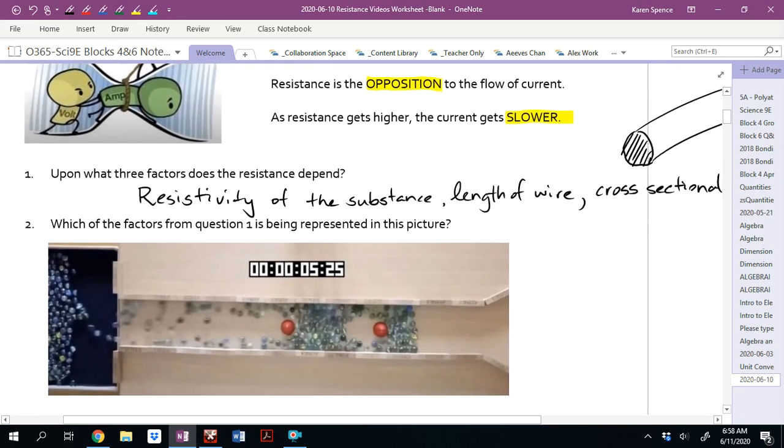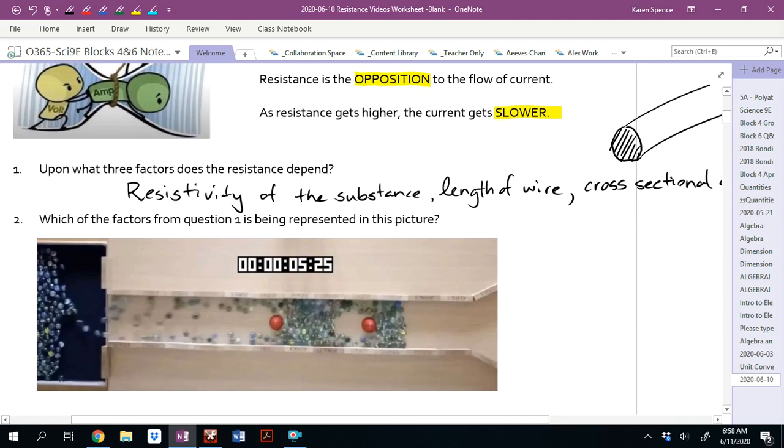Okay. Which of the factors from question 1 is being represented in this picture? Well, we've got some obstructions in here, and those obstructions are things that are opposing the flow of current, and that's just a property of the wire itself. So this would be the resistivity.